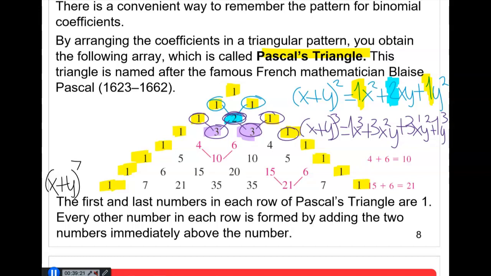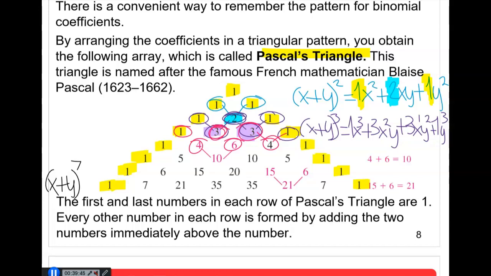So just for fun, let's add the numbers here. 1 plus 3, and we get 4. Then 3 plus 3, we get 6. And then 3 plus 1, 4. And so that's how you can construct your own Pascal's triangle. And of course, you do as many rows as you wish or as you need.